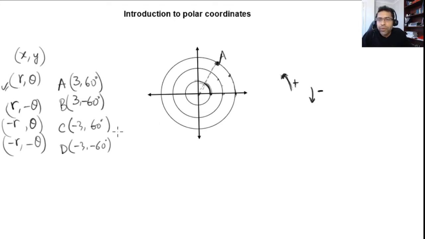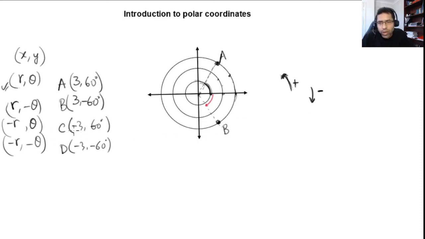Now if you go for (3, minus 60), again we are going 3 for the radius, but for minus 60 you have to go in the clockwise direction, and it will be somewhere here, because we can imagine that this is our 60-degree angle. If I change the color, this is the negative angle we are guessing. That's why we are putting negative 60 here. So (3, negative 60) is the point which is B. So we can say this is our B.